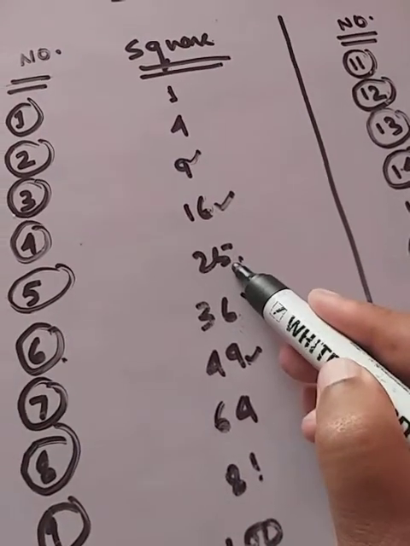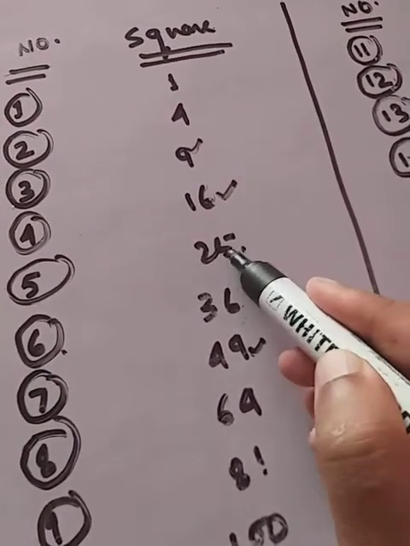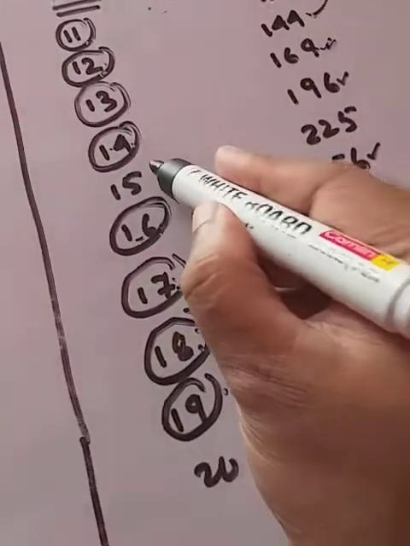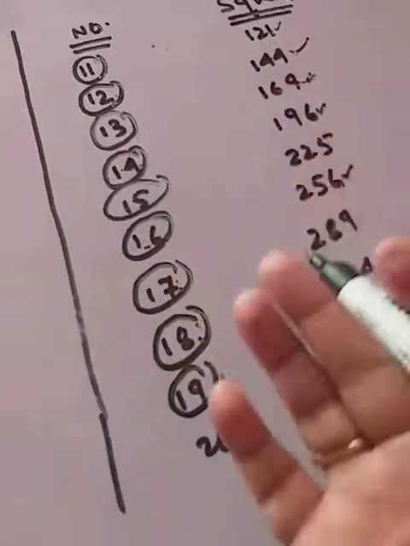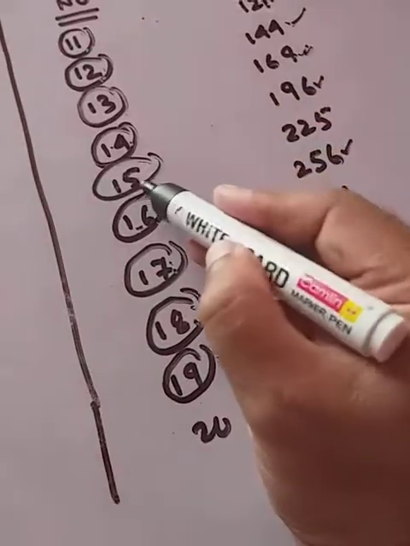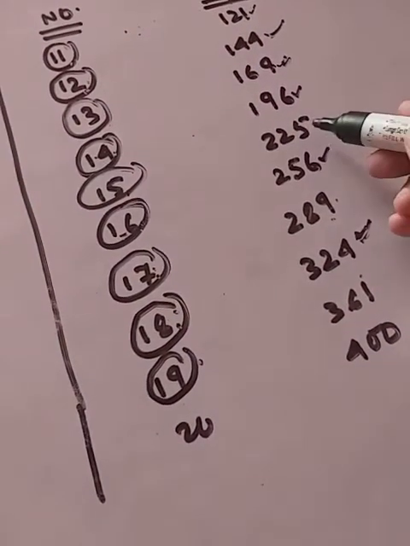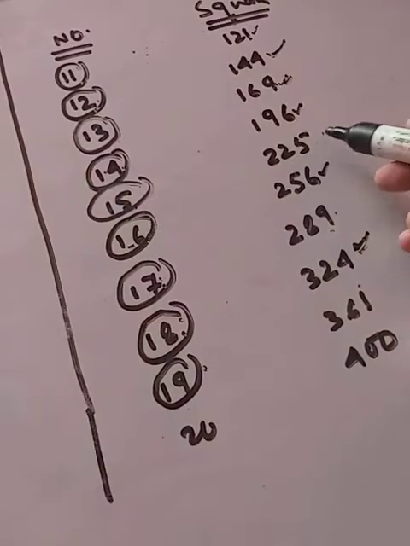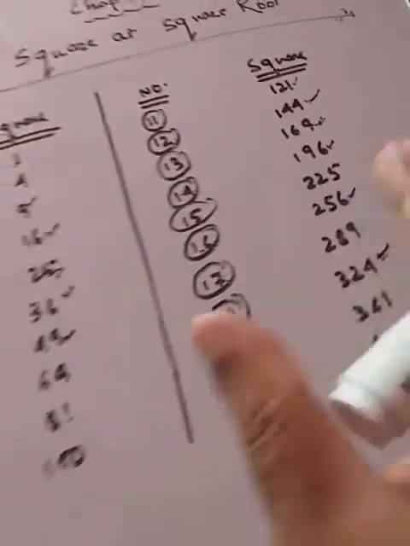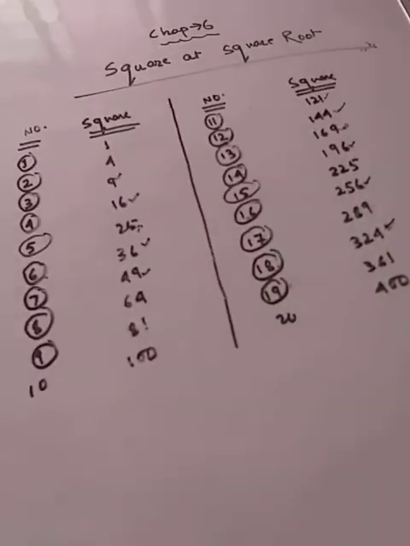So see, in the unit digit also we have the same number, that is 5 only. Similarly, you see 15, 25, 35, whatever it is. If 5 is in the unit digit of the number, the square of that number will always have 5 as a unit digit. Understood? These are some of the properties that you have to understand.